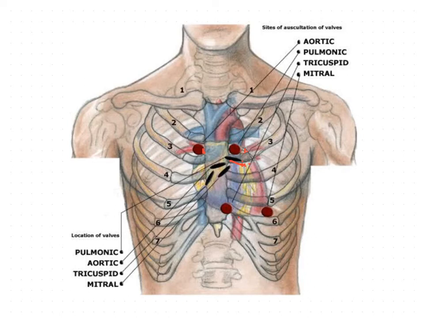So the diameter of the orifice is 2.5 centimeters, and the surface marking is a horizontal line 2 centimeters long behind the upper border of the third left costal cartilage and adjoining part of the sternum.